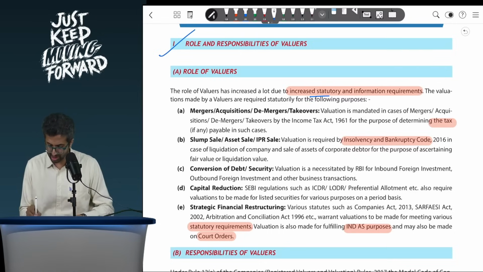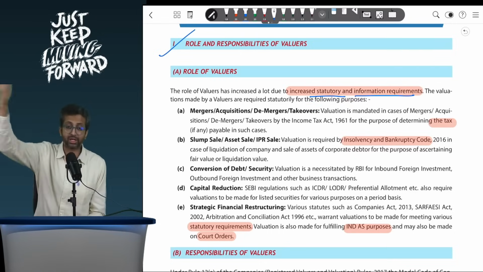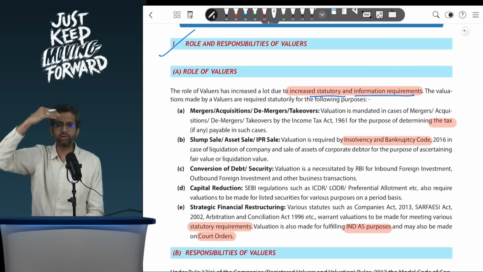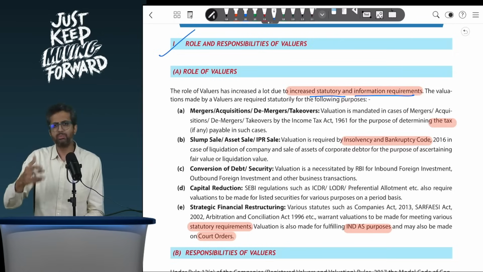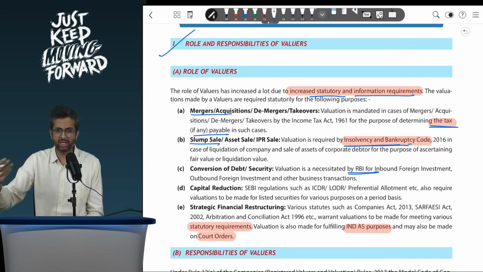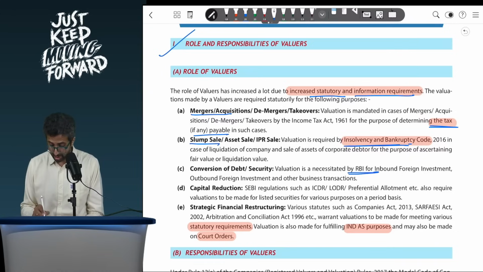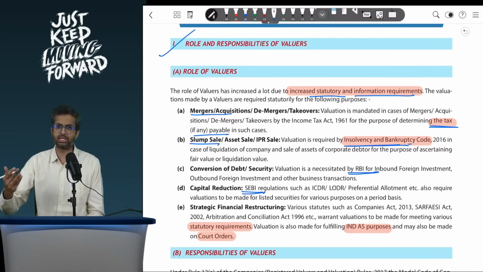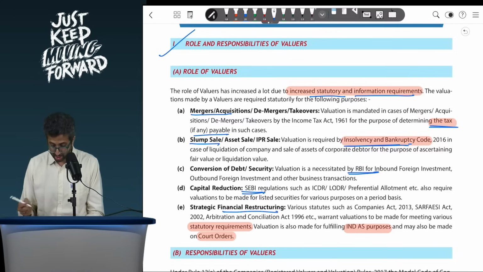So for so much statutory information, forget about every other thing. There are hundreds of places where you have to get fair values. Maybe some of them we'll have to take to the registered valuers. So in a merger and acquisition setup, for the purpose of tax laws, you might need this. For slump sale, under the Insolvency and Bankruptcy Code, you might need this. Conversion of debt security for RBI might need it for foreign investment. Capital reduction, if you are doing it as per SEBI guidelines, you might need it. Strategic financial restructuring, you might need it. Other than that, for court orders, you might need it.